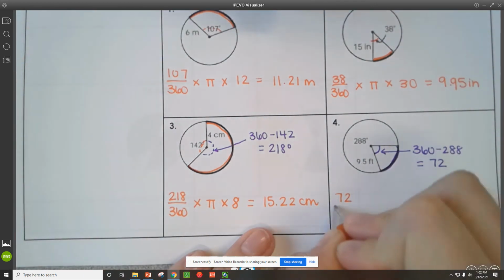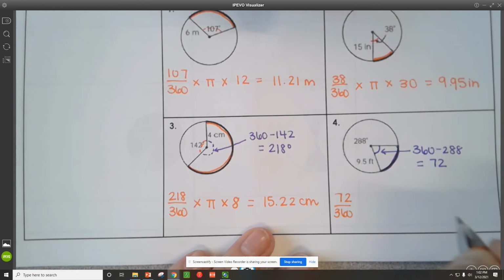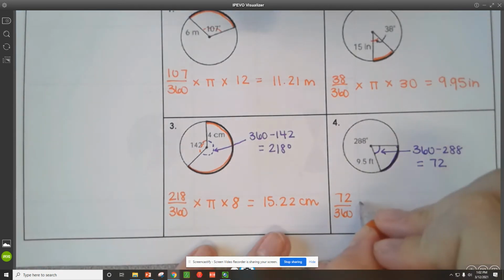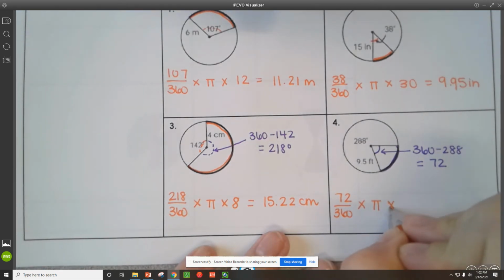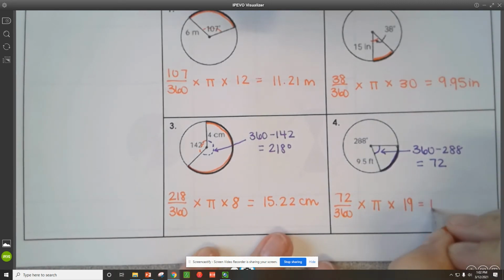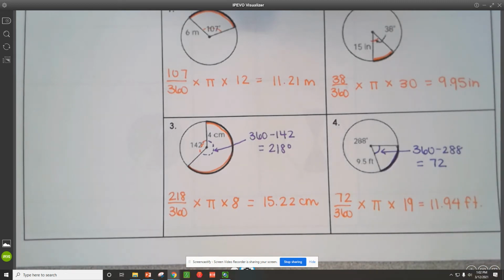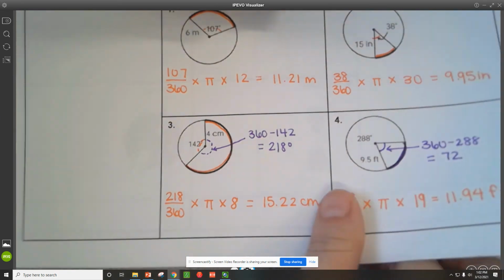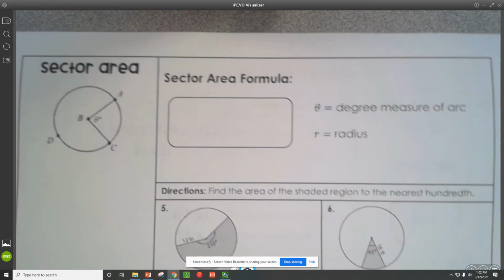So 72 over 360 times pi times the diameter, which would be 19. And this is 11.94 feet. Not too bad. Let's turn over to the next page. And we're going to do sector area.